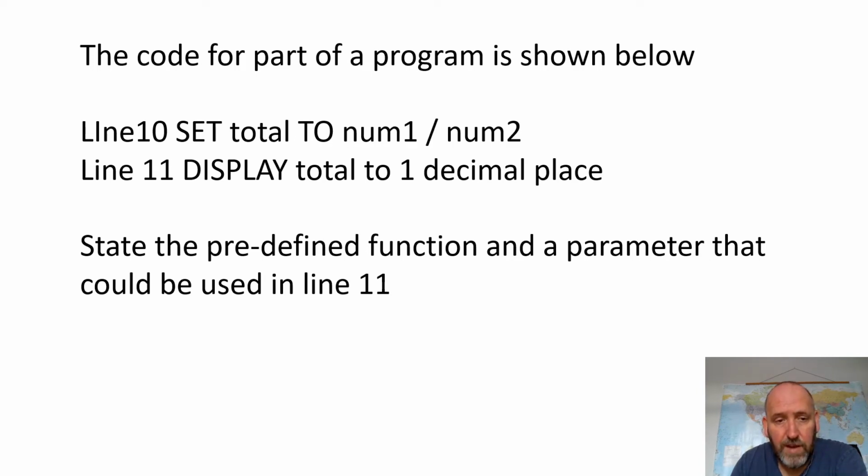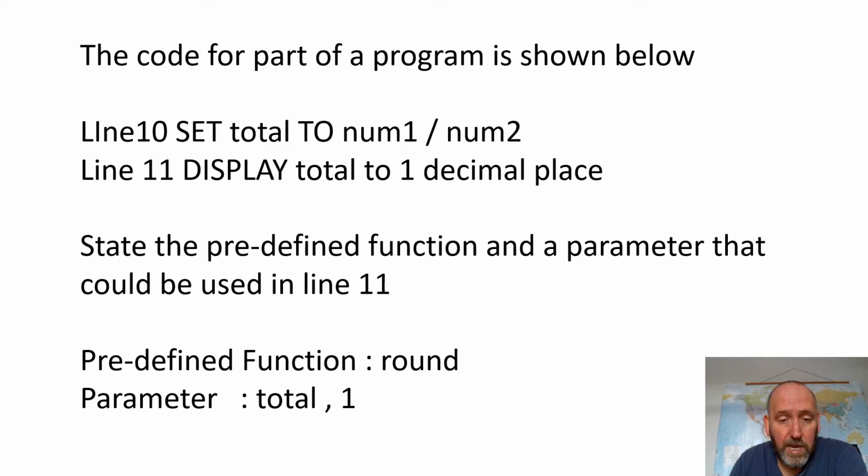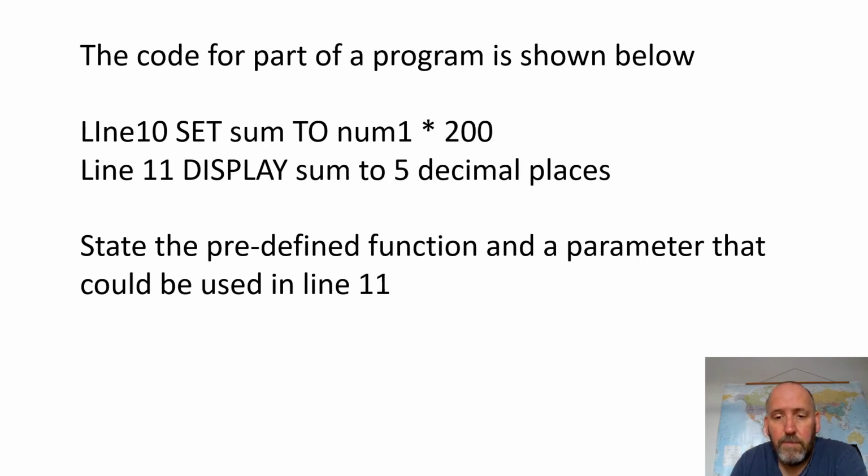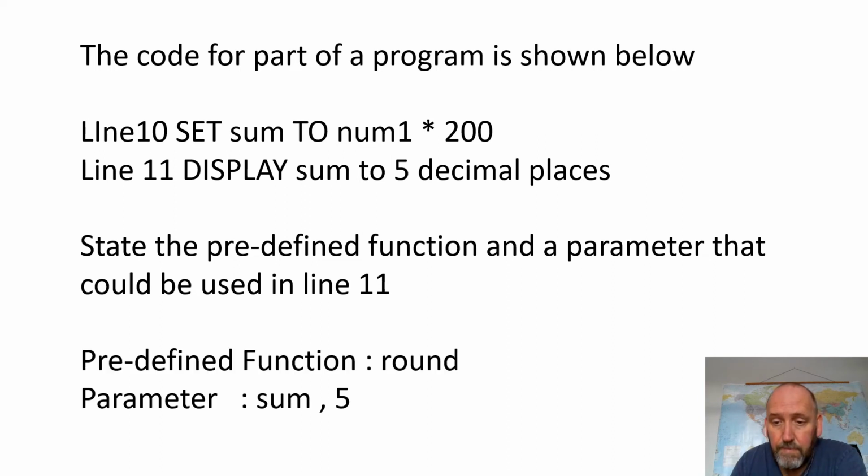So, pause the video, write out the answers. Once again, round, and the parameter is total, comma 1. Pause the video again, write out your answer. Predefined function round, sum, 5 would be the parameter. Sum into 5 places.